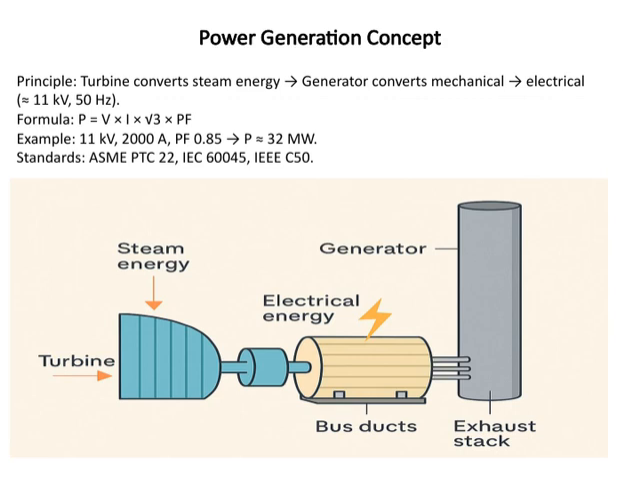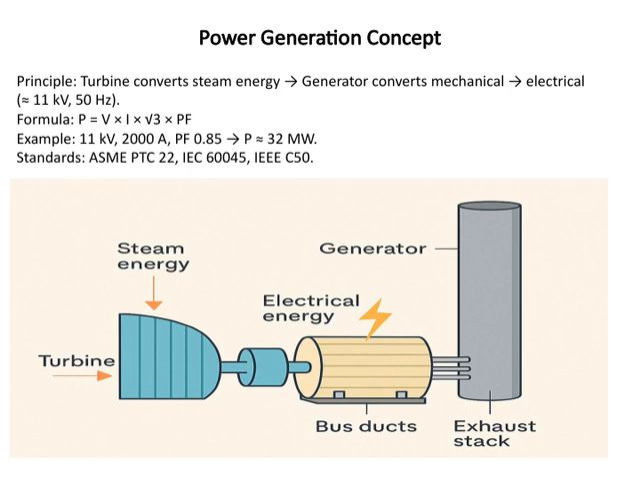The core principle here is that a turbine converts steam energy into mechanical energy. This mechanical energy then drives a generator, which ultimately produces electrical power. The electricity generated is typically around 11 kilovolts, and it operates at a frequency of 50 Hz.